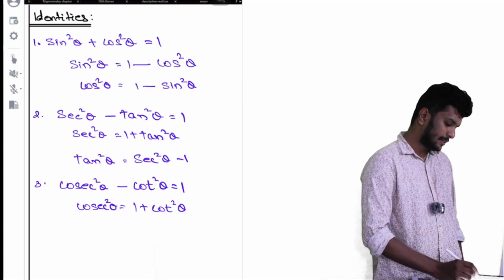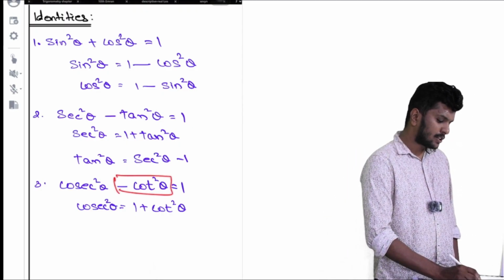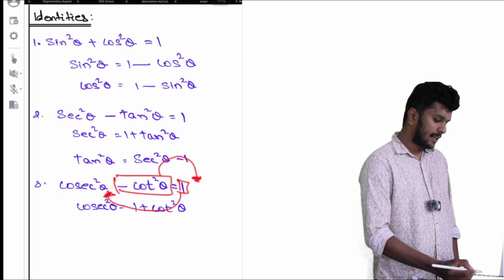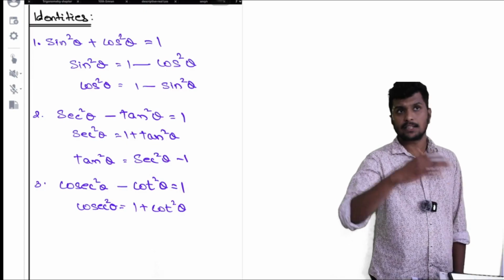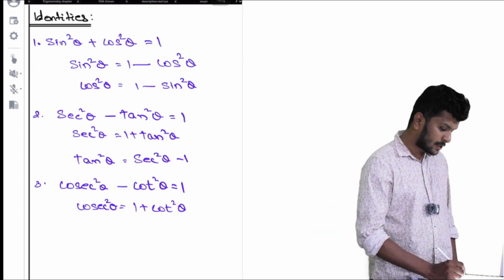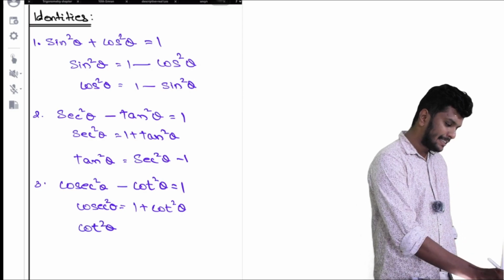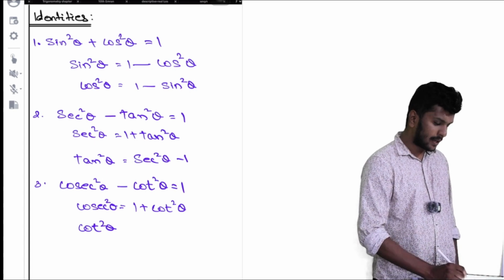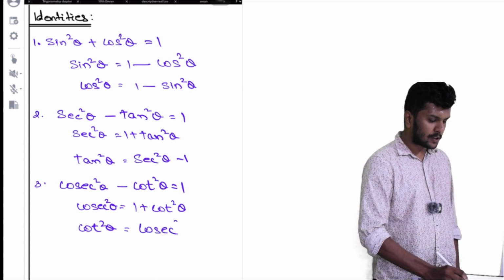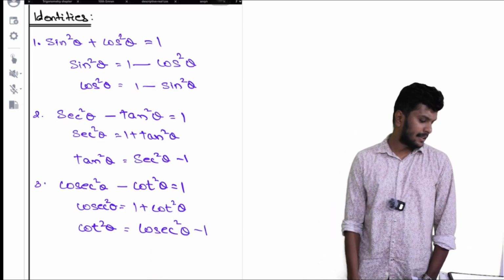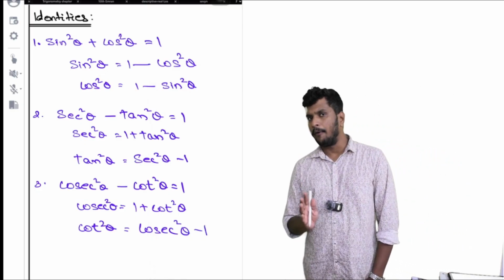Now what you have to do is minus cot square theta you shift towards right, 1 you shift towards left. Minus cot square theta, when you shift, it becomes plus cot square theta. And similarly, 1 when you shift towards left, it becomes minus 1. That is cosec square theta minus 1. So basically these are your 9 identities you will have to learn.